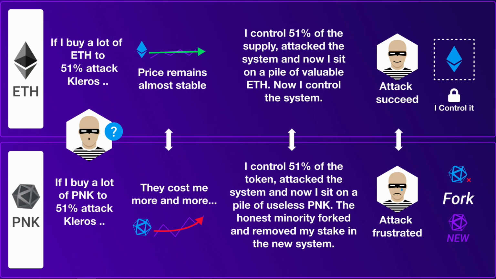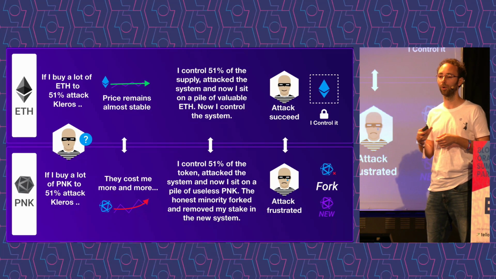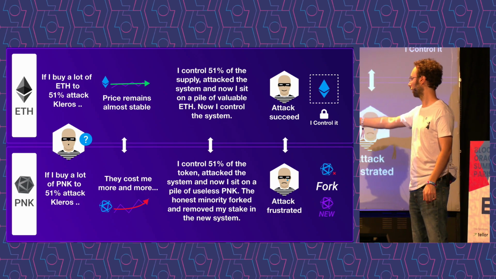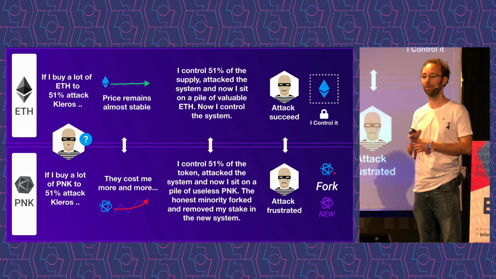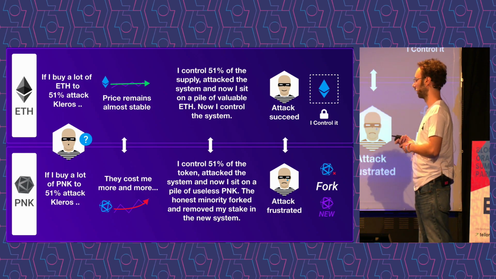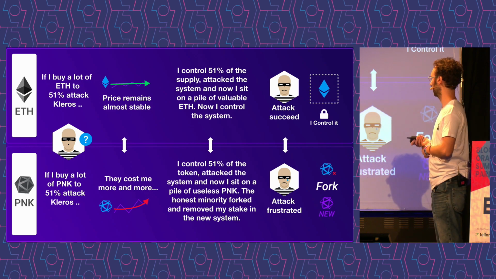Now, if you have a specific token, you're going to run as an attacker quite fast into market depth. The first PNK you buy is going to be at the current price, but you're going to dry up the liquidity, and as you try to buy more and more, it's going to cost you more and more. So when you have a protocol token, you're going to have a higher budget to be able to buy all those protocol tokens as the price increases.